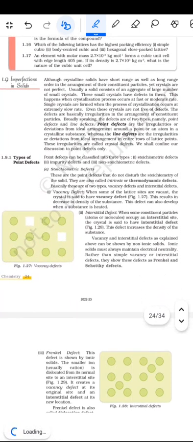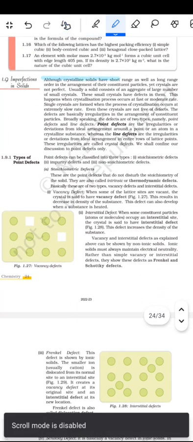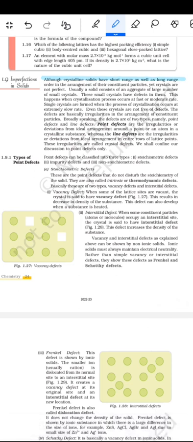अब बात करते हैं इम्परफेक्शंस इन द सॉलिड्स की। तो कहता है कि ऑल द क्रिस्टलाइन सॉलिड्स हैव शॉर्ट रेंज एज वेल एज द लॉन्ग रेंज ऑर्डर इन द अरेंजमेंट ऑफ देयर कंस्टिट्यूएंट पार्टिकल्स, येट क्रिस्टल्स आर नॉट परफेक्ट। Usually a solid consists of an aggregate of a large number of small crystals. These small crystals have defects in them. This happens when the crystallization process occurs at a fast or moderate rate.